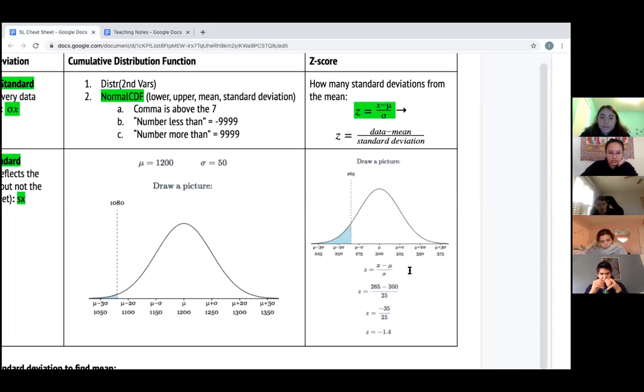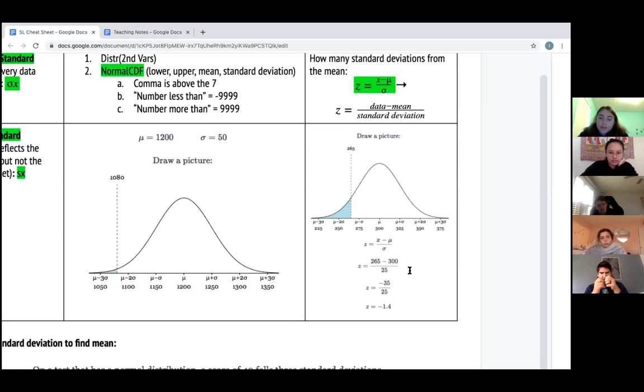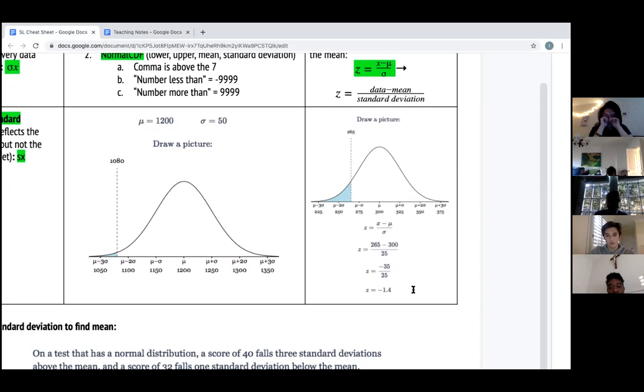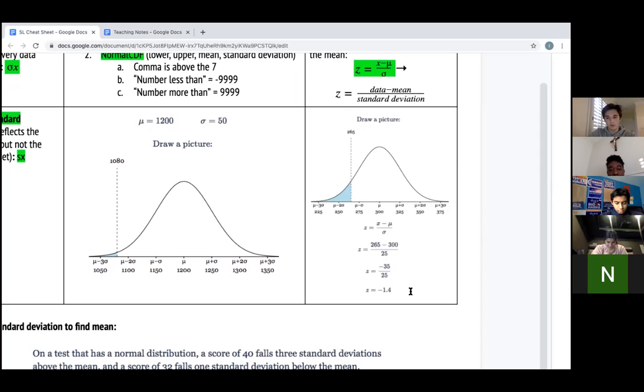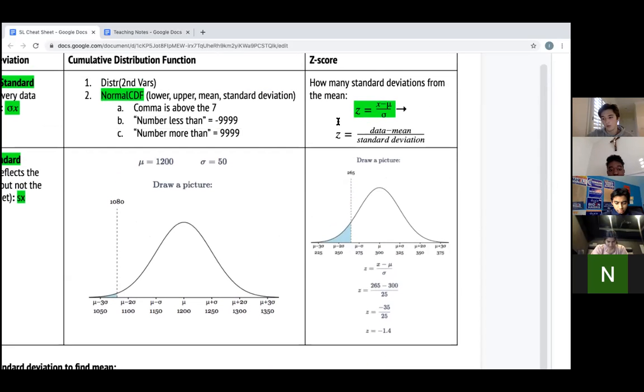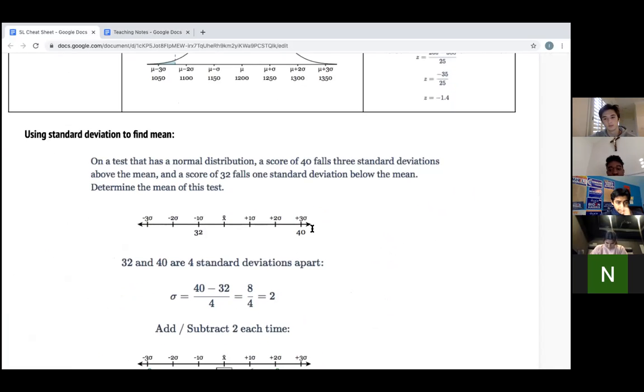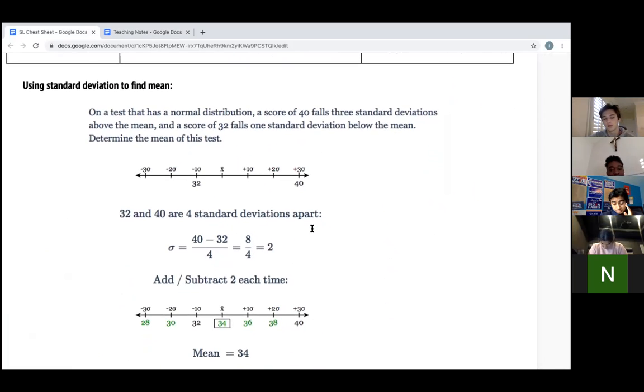So basically a person who scored 265. What you would do is the data is 265, so that's your x, and then the mean, the thing right in the middle, is 300, and then the standard deviation, how far away something is from the 300, is 25, so you divide by 25. For this you end up getting a z-score of negative 1.4. As long as you can remember this formula, but more importantly what it stands for, you should be in good shape.